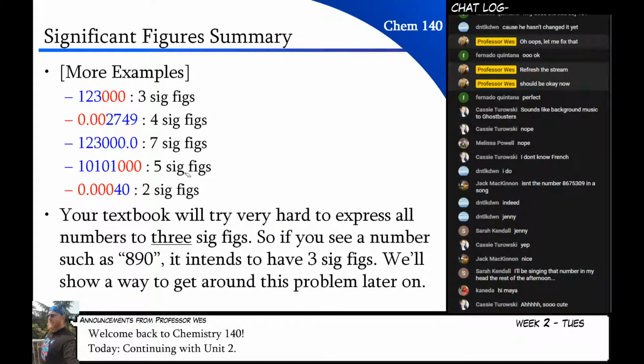All right. This comment down here is from the old textbook. So this is old.